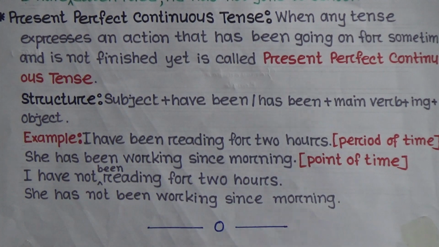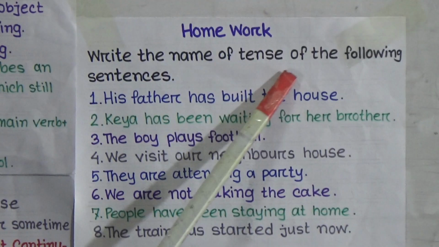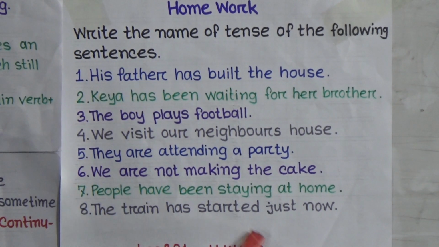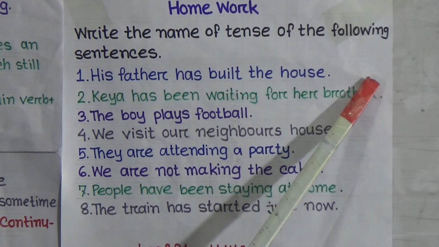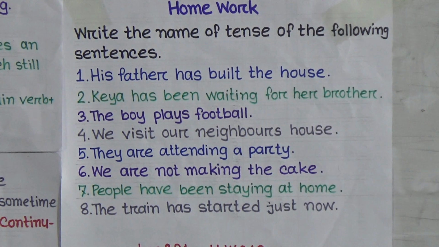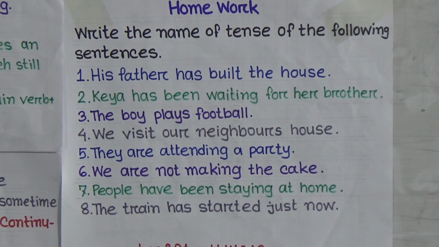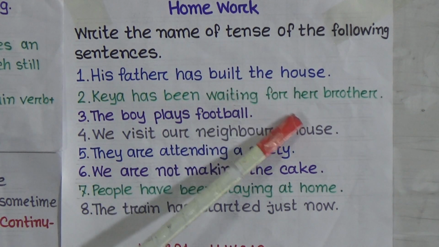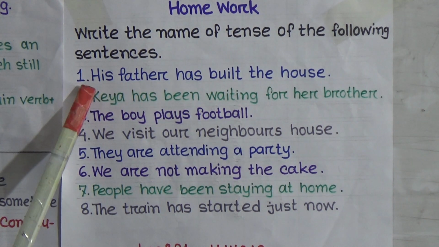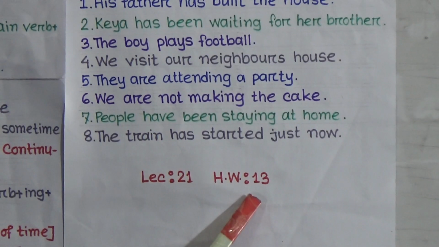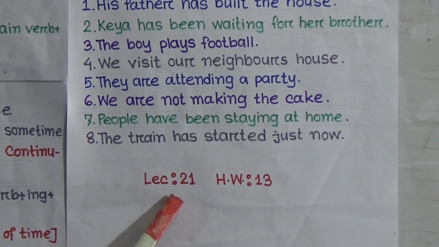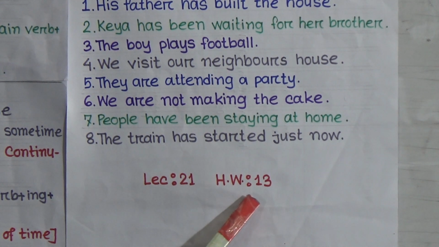And now students, I am providing your homework. Look, write the name of the tense of the following sentences. Here I have written 8 sentences. You have to identify which tense each is, and write the name. From these 4, present indefinite, present continuous, present perfect, and present perfect continuous tense, you have to write the name of the tense. Look, number 1, 2, 3, that means I have given 8 sentences. You have to write only the names of the tenses, and don't forget to write the lecture number and homework number at the top corner of your copy. Lecture number is 21 and homework number is 13.